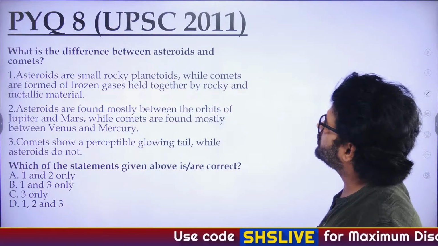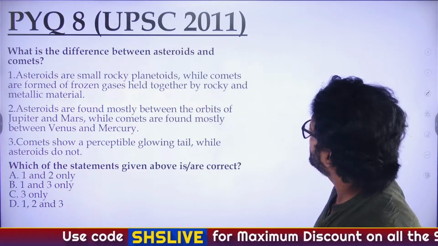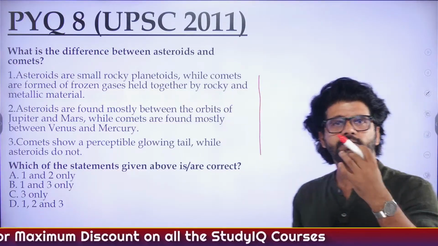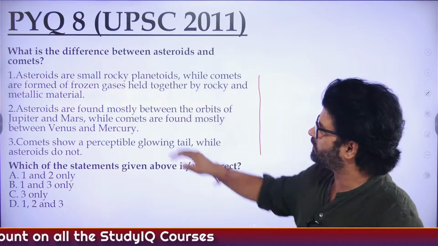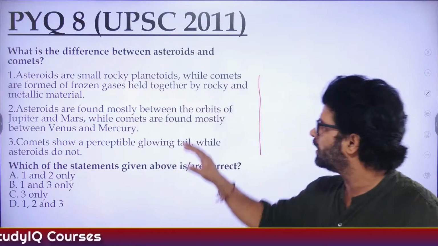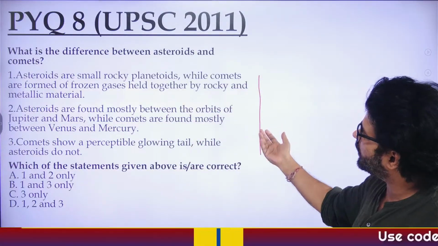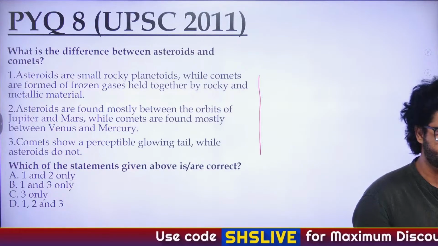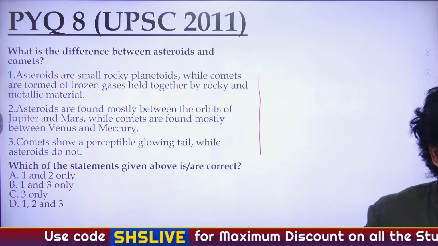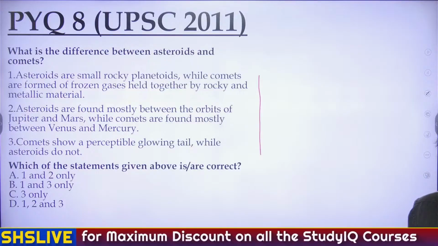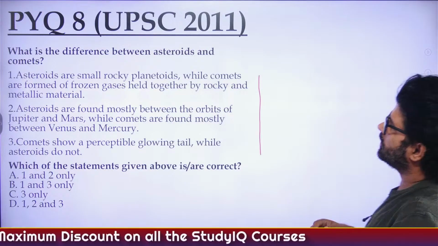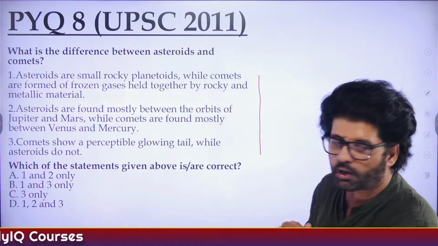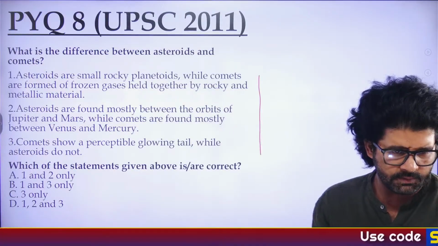Asteroids are small rocky planetoids, while comets are formed of, again, in these kind of questions, if you're confused, if you're like, oh my god, what fancy words, keep it in the loop, bro. Try to eliminate that particular option which you feel like this is totally wrong. This has to be wrong. Small rocky planetoids, while comets are formed of frozen gases held together by rocky and metallic material.